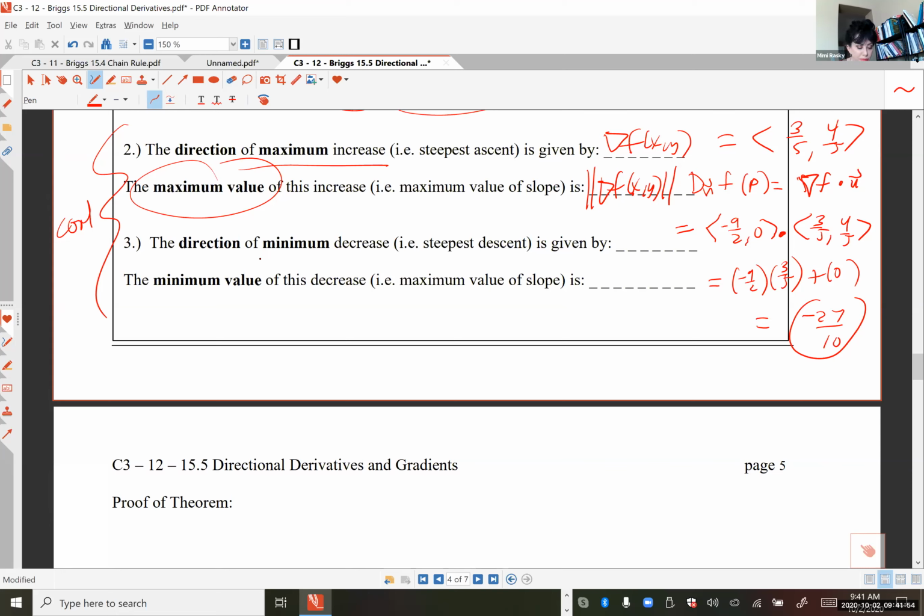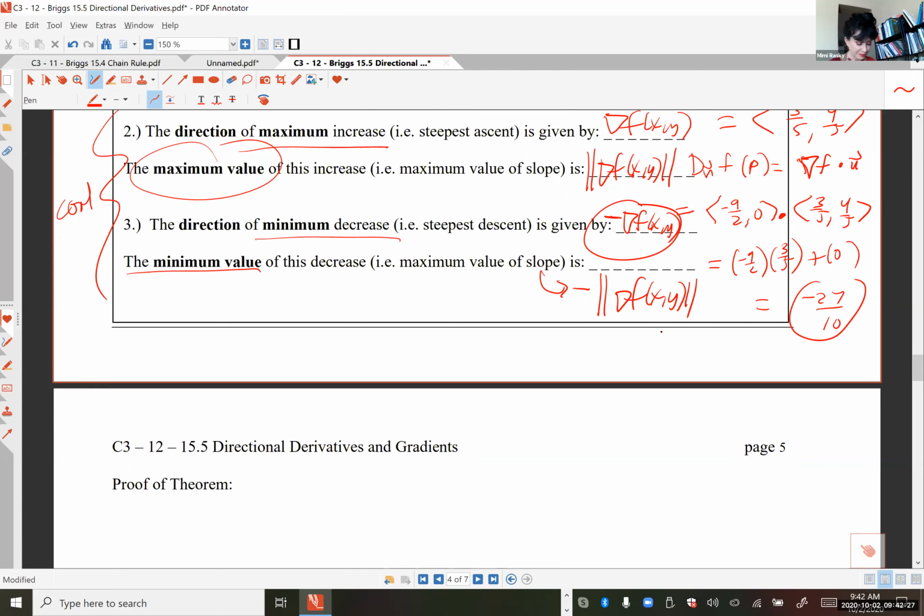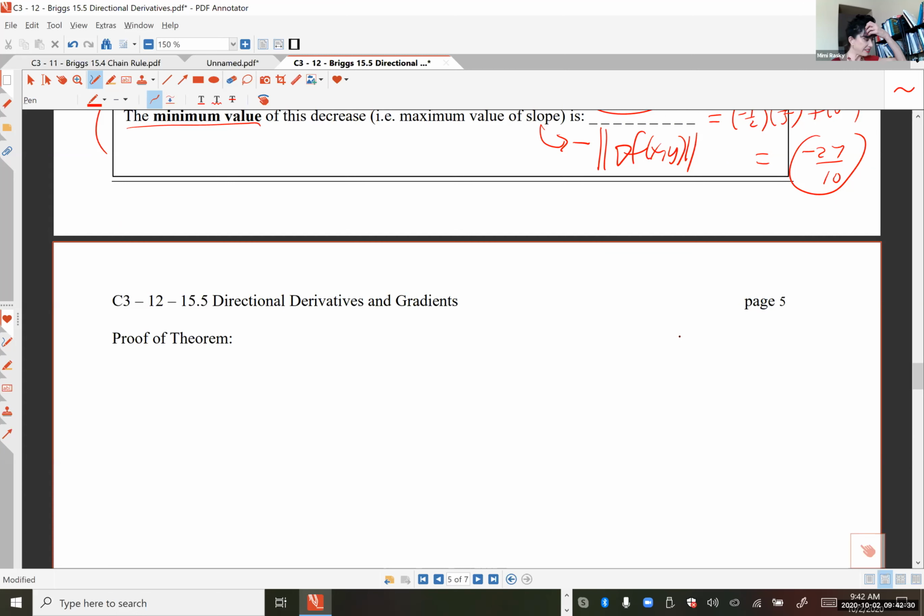Similarly, the direction of minimum decrease, the steepest descent. If you were standing on a mountain and you wanted to ski down the mountain, if you were a hot dogger skier and you like super steep slopes, you would simply ski in the opposite direction of the gradient to get the most negative slope. And then the minimum value, or what that slope is, is going to be negative the magnitude of the gradient. So that's the actual value of the slope. That's awesome. Here's a quick proof of this.